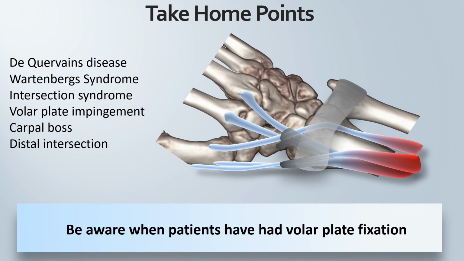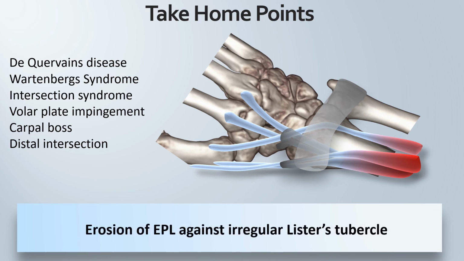Be aware when patients have had volar plate fixation and subsequently complain of dorsal pain, particularly on tendon movement, and look for the sometimes subtle areas where the screws have passed through the dorsal radial cortex. Look for the important relationship of the extensor pollicis longus against an irregular Lister's tubercle, looking for early changes of tenosynovitis and tendinopathy, which may be the harbinger of potential rupture.